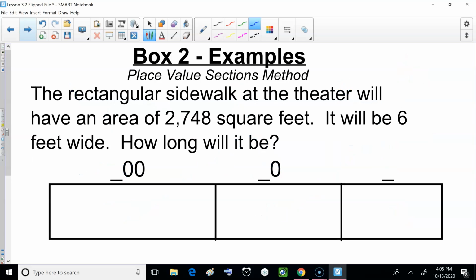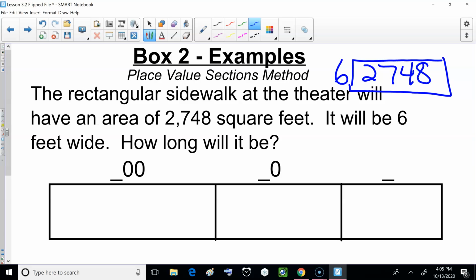And we might see a word problem now. So using how do we find a word problem to go with this problem, this is great. So the rectangular sidewalk at the theater will have an area of 2,748 square feet. It will be 6 feet wide. How long will it be? So if you think about this, it's going to have an area. So this big area is 2,748 because area is the inside of a part. And it will be 6 on one side.